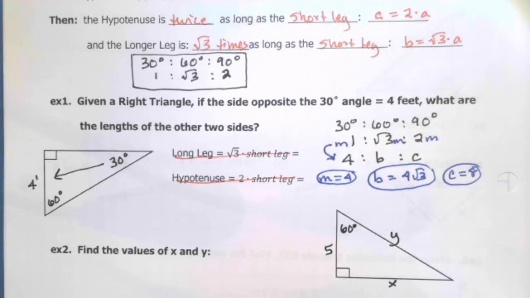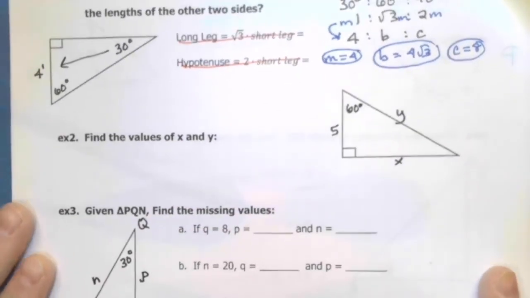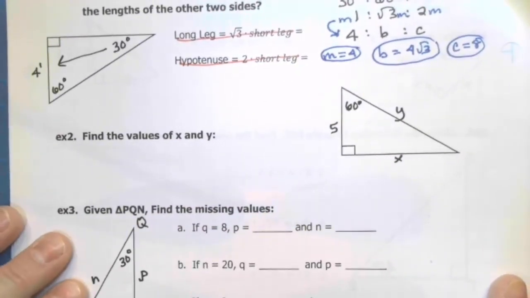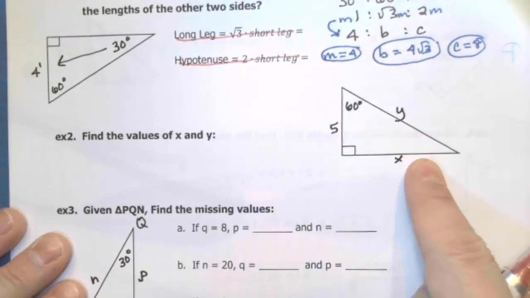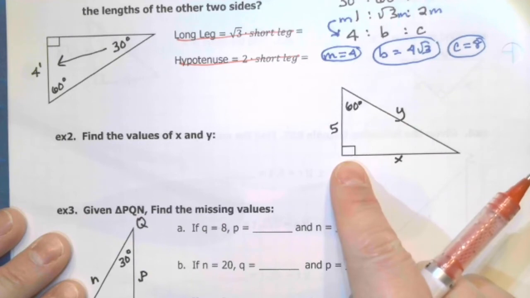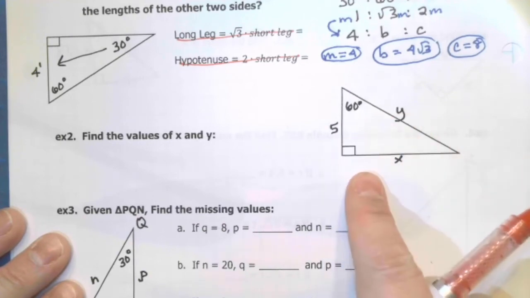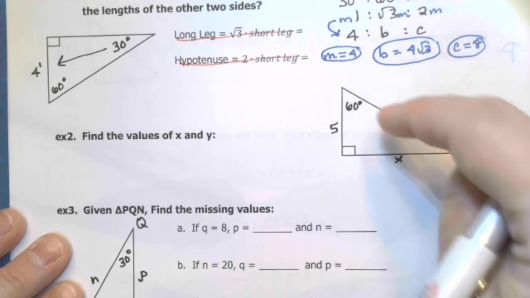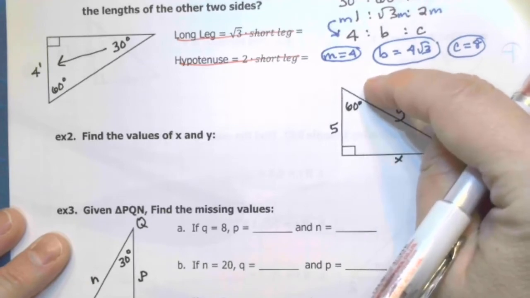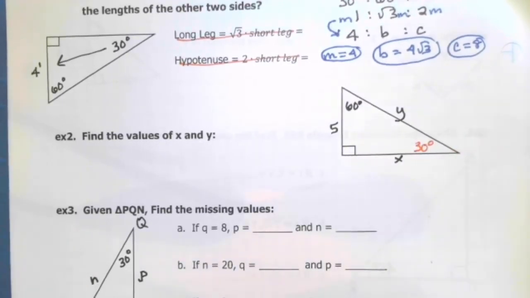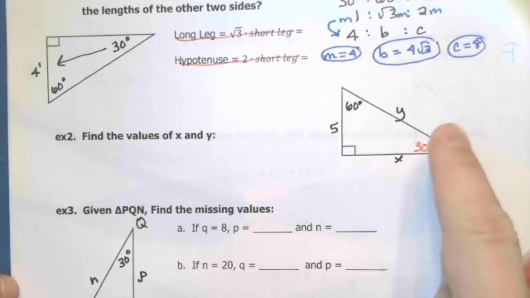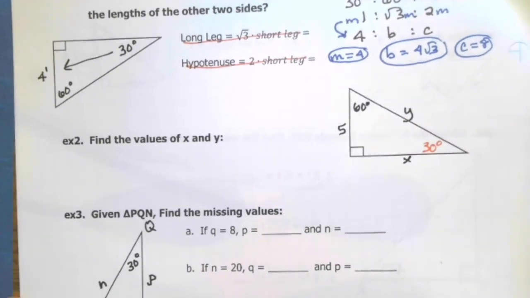Pretty straightforward. All right, let's do example 2. Find the values of x and y. Now, they're not always going to tell you you have a 60 and a 30, but if you have a 90-degree angle here, and all three of them have to add up to 180, if this one is 60, the only way it's going to add up to 180 is if this one is 30. So sometimes you will have to fill those in. And we're trying to find x and y.